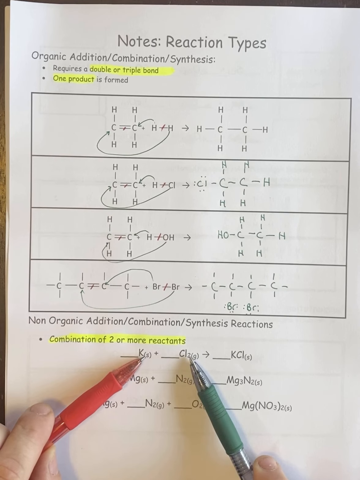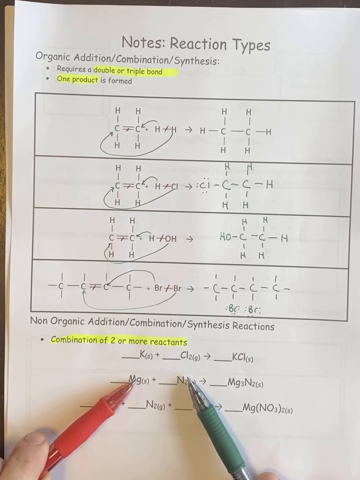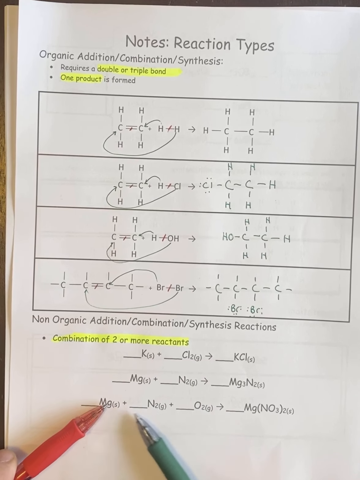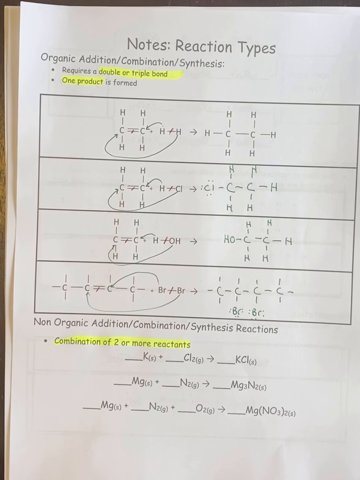You look at it and you say, okay, 2 things, they came together. There were 2 here, they came together. There were 3 here, they all came together. That means it's called addition or combination. Those names should be very obvious. Synthesis is a little bit less.